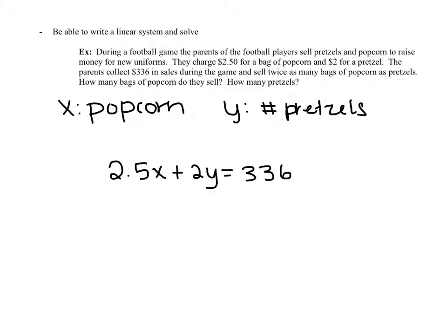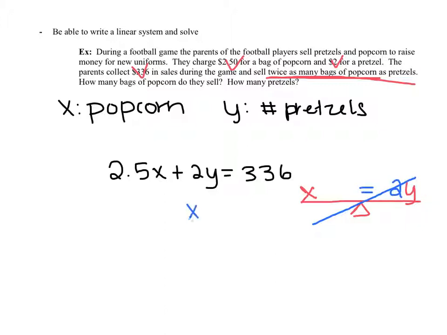The second equation comes from the fact, and you can kind of check things off as you go, so I used all that information. The thing I didn't use is that they sell twice as many bags of popcorn. So here's my popcorn, that's x, and pretzels, and they sell more popcorn. So since there's more weight on this side, the scale would tip that way, and it's twice as many, so I'm going to multiply by 2. I'm going to put more weight on that side to even it out. So my second equation is x equals 2y.